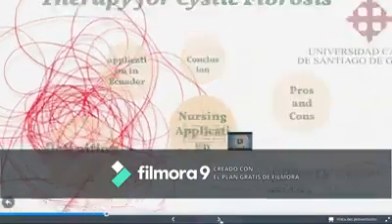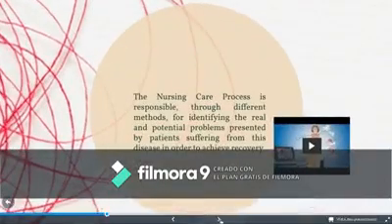Nursing application. The nursing care process is responsible, through different methods, for identifying the real and potential problems present in patients suffering from this disease in order to achieve recovery.